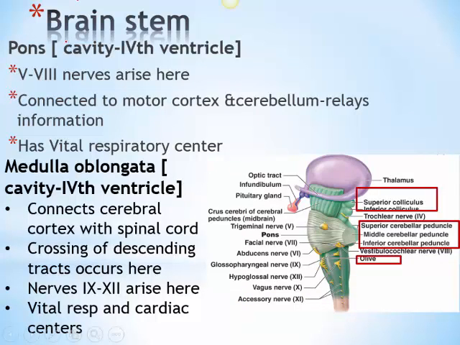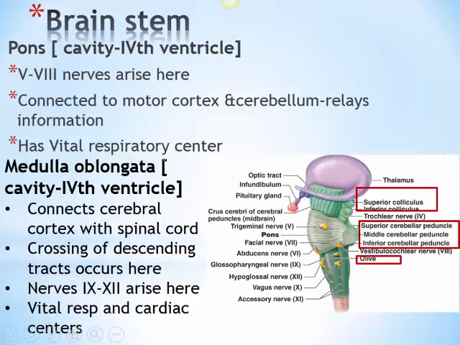Next part of the brainstem, the middle part, is the pons. Its cavity is the 4th ventricle. Numerous nerves arise from here, the 5th to the 8th. So 5th, 6th, 7th, and 8th cranial nerves arise from here. Pons is connected to the motor cortex as well as the cerebellum. So it gets information from the motor cortex and transfers it to the cerebellum, and so the cerebellum is apprised of all that's going on and being interpreted in the motor cortex. It also has the vital respiratory centers. Vital centers are present in the pons and the medulla. In the pons, you have the respiratory center. In the medulla, you have both respiratory and cardiac.